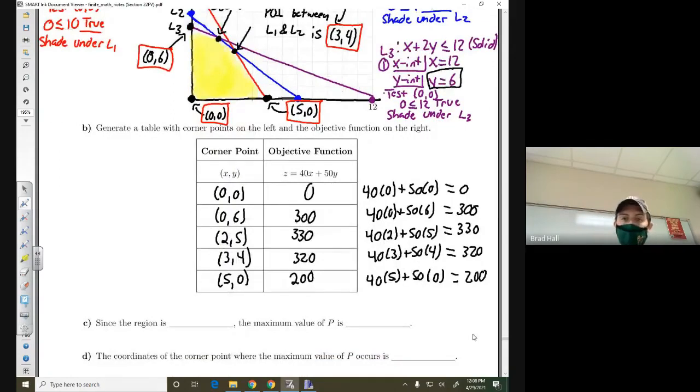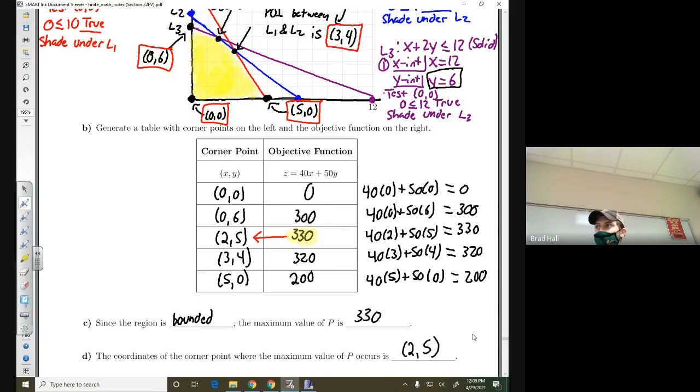So now we yet again ask, is our region bounded or unbounded? It's definitely bounded because it's again surrounded on all sides by line segments, which means a maximum does exist, and the maximum is simply the largest number in our table, just 330. That's the largest number. Ordered pair for that number seems to be 2, 5. And that concludes this example.